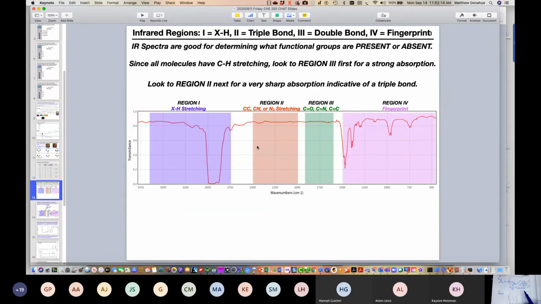So our question is considering alcohol versus acid. When I look at these two, I see that this OH peak here is different. Then I look here and there's no carbonyl. So immediately the presence of the OH and the lack of the carbonyl tell me this has to be an alcohol.